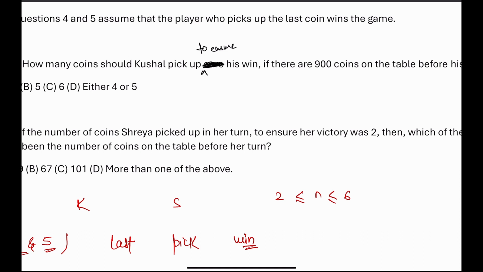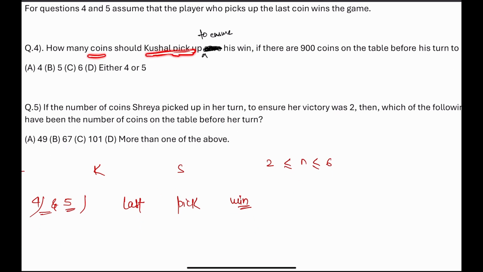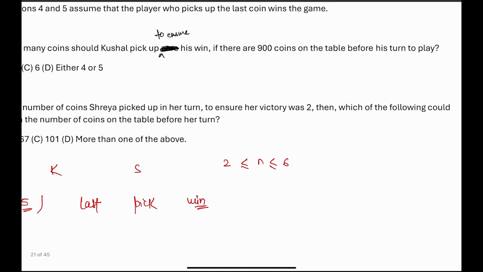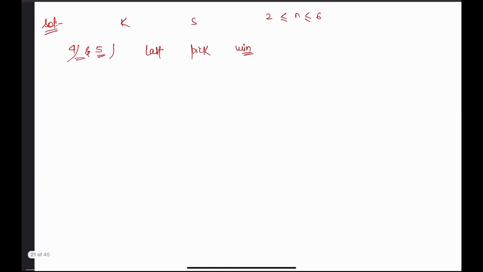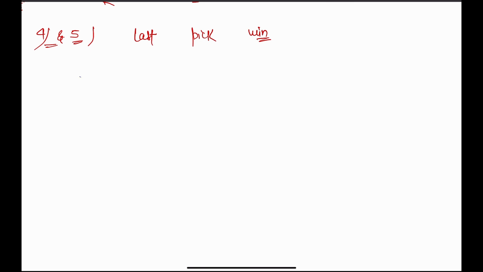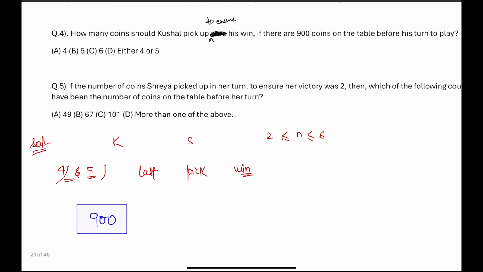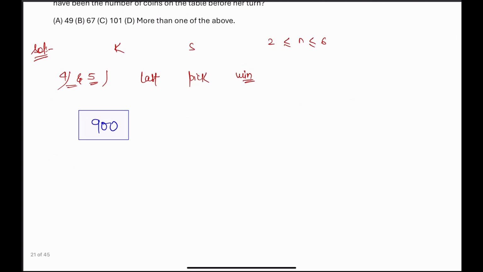Just erase it. Yeah, how many coins should Kushal pick up to ensure his win if there are 900 coins on the table before his turn to play? Okay, so before he starts to play there are 900 coins, and the question is how many coins he should pick. So it's a simple question.